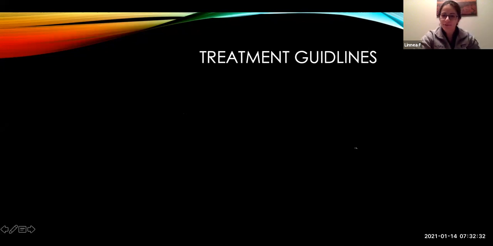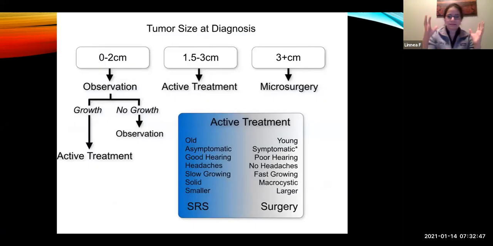So let's go more into treatment. There's a lot of things to think about when you're deciding what treatment to do for a patient with a vestibular schwannoma. Their health, their symptoms, the presence or absence of hearing are all big, as is the size of the tumor. So a rough guideline, which I got from, again, one of Dr. Carlson's talks out of the Mayo Clinic: if they're small, you can observe them. So again, 0 to 2 centimeters.